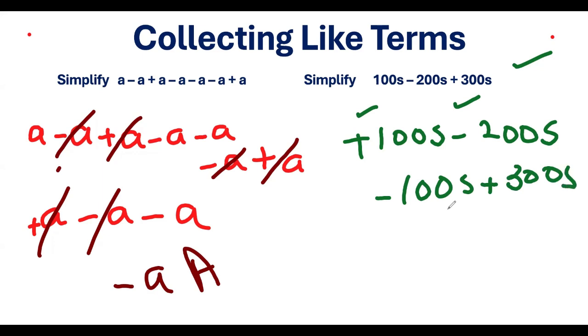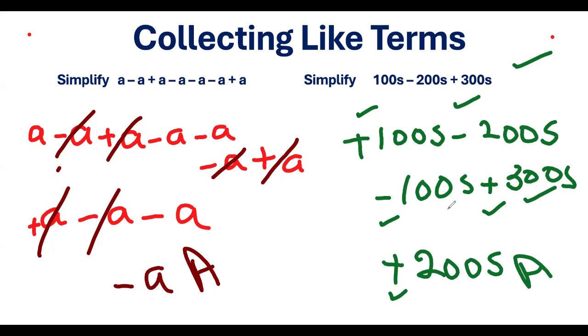One integer is having minus sign, another integer is having plus sign, so you have to subtract them. What is 300 minus 100? It is 200, 200s. S should be there, and with the plus sign. Why plus sign? Because the sign of the bigger integer will come, and the bigger integer is 300. 300 is having plus sign, so plus is there in the answer. 200s.